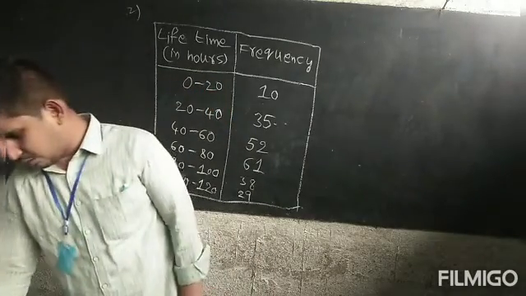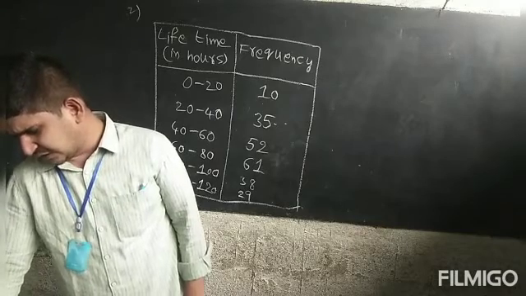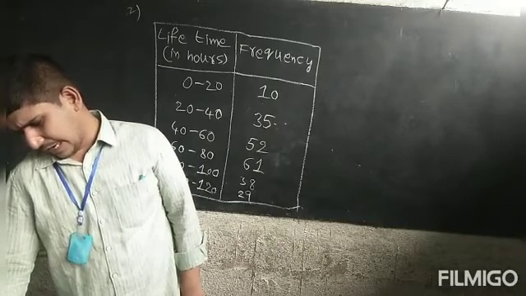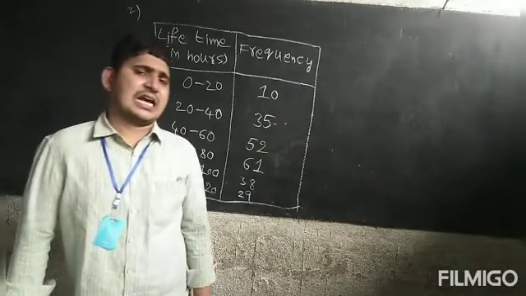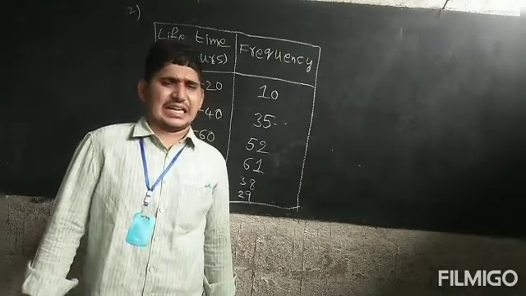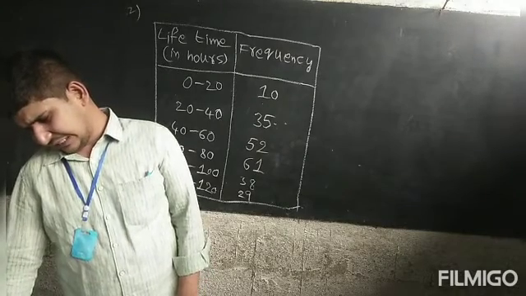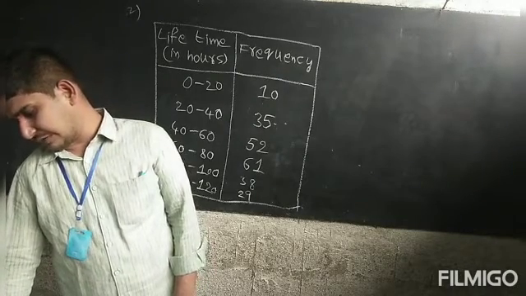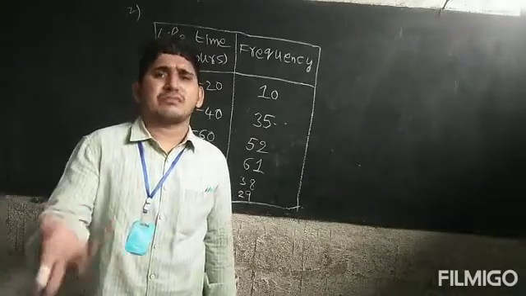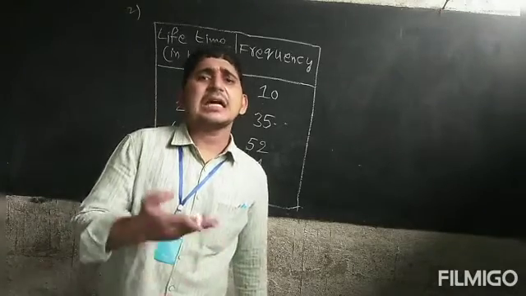The following data gives the information on the observed lifetime in hours of 225 electrical components. Electrical components means tubelight, fan, computer, TV, items. The data is given: lifetime in hours and frequency. Determine the modal lifetime of the component. Modal lifetime means nothing but mode. We have to find the value of mode using the given data.